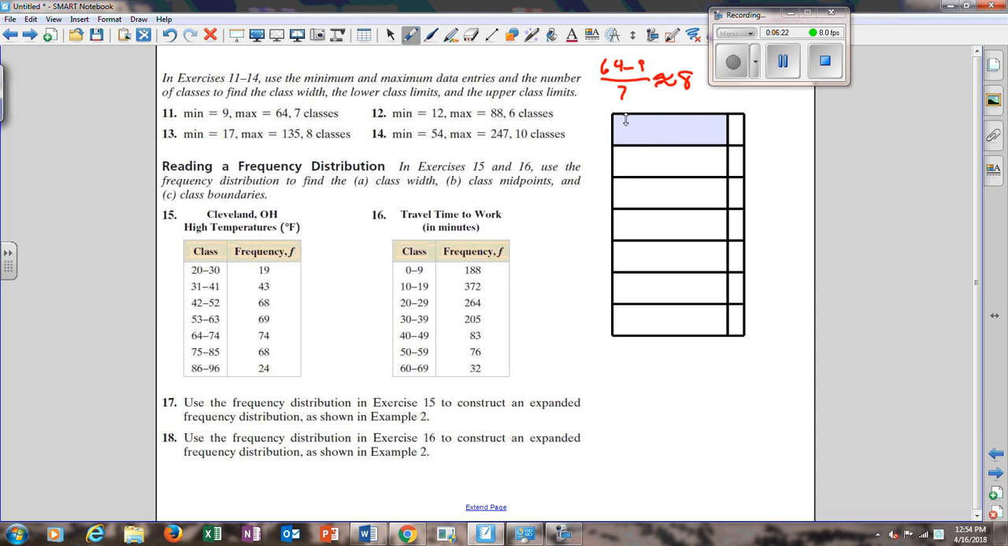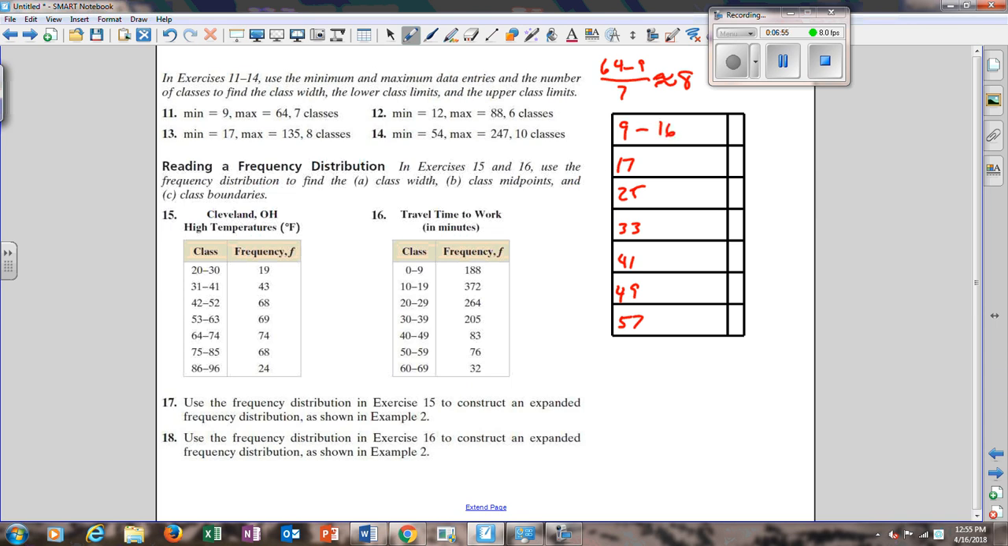Now I start with my lowest number, 9. And then I add 8 to it to get the next limit. And you just keep adding 8. Keep adding 8. Gives you 25, 33, 41, 49, and 57.